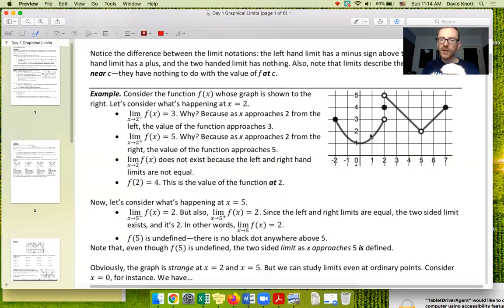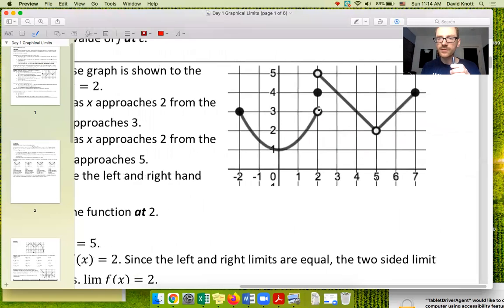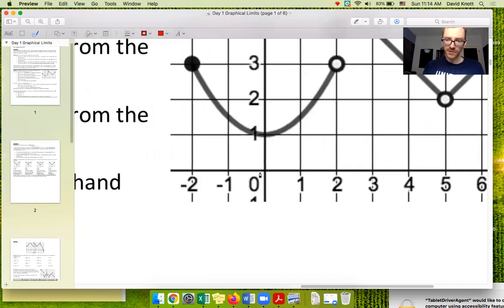So one thing I want to make clear before I begin, I want to remind you what these full and empty circles mean. If I asked you, what's the value of this function at 0? Hopefully you'd say, oh, well, that means I need to go to 0 on the x-axis and then look and see where the graph is, vertically. And that would be right here at 1. So we would say that the value of the function at 0 is 1.